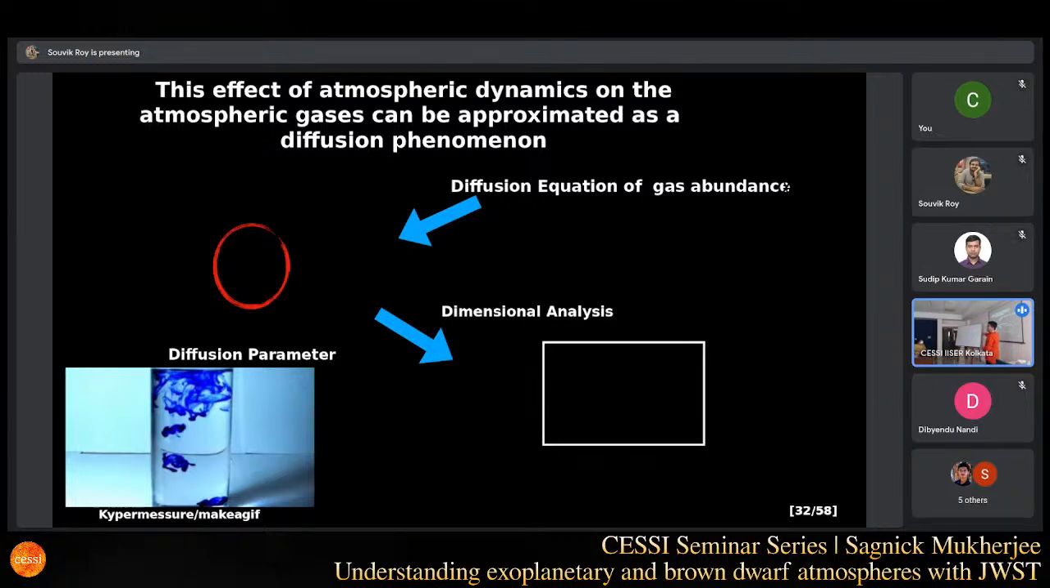If K_zz is high, your mixing time scale is small. That means it would take a short time to mix everything up. That means you're really moving a lot. But if K_zz is low, your mixing time scale is really long. That would take a long time to mix everything up. So basically, we are parameterizing our dynamics on this parameter called K_zz. If we measure this parameter K_zz, we will have some idea about the strength of dynamics in that atmosphere.